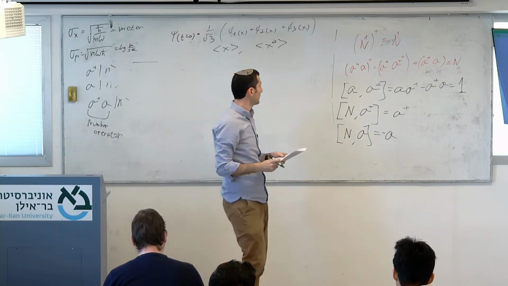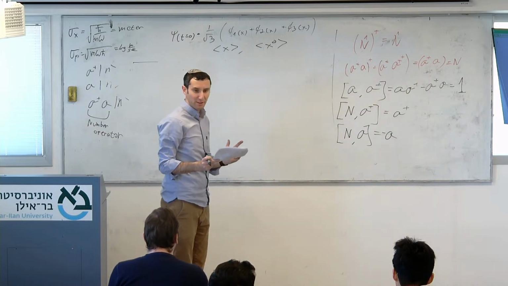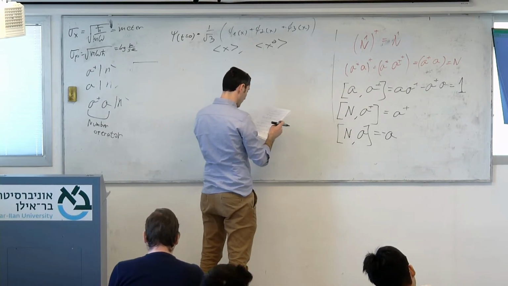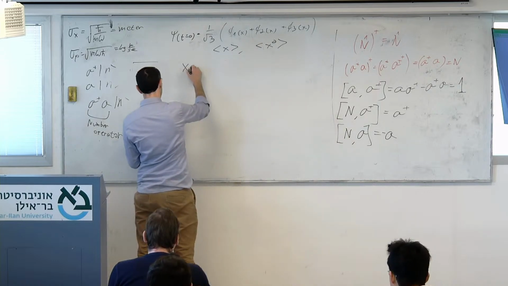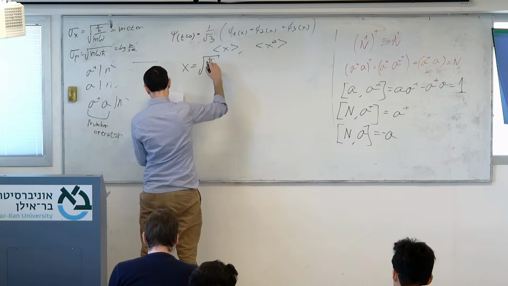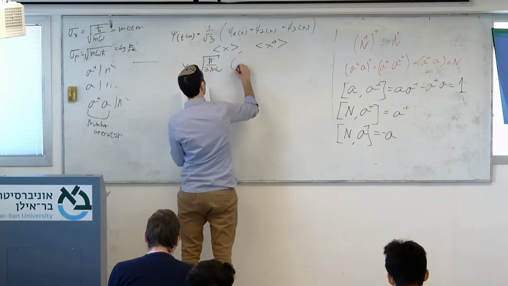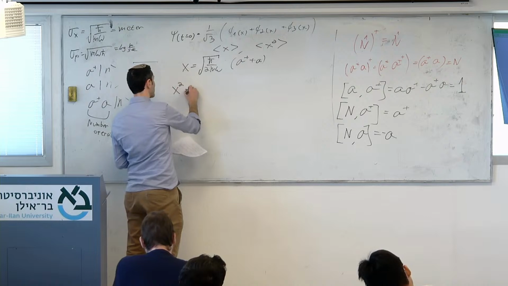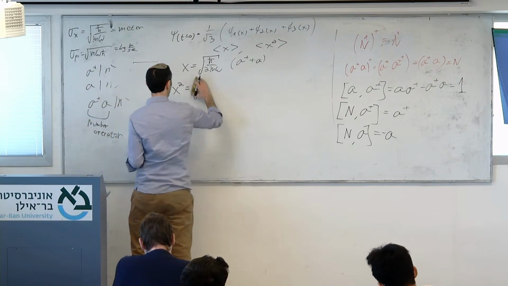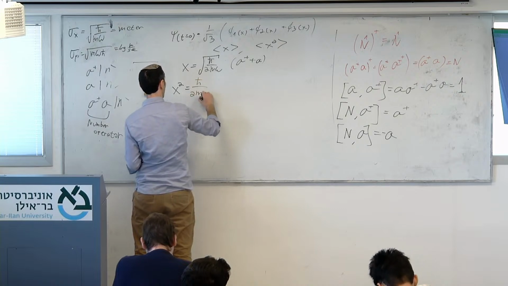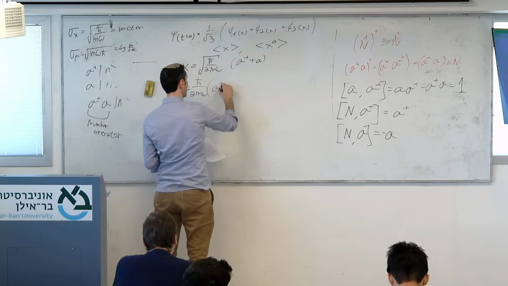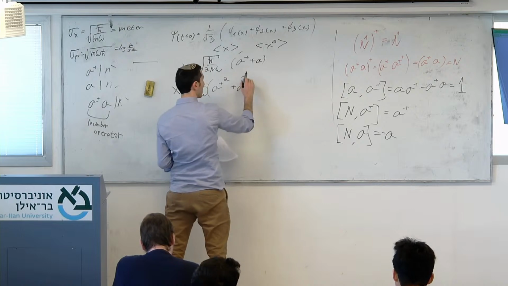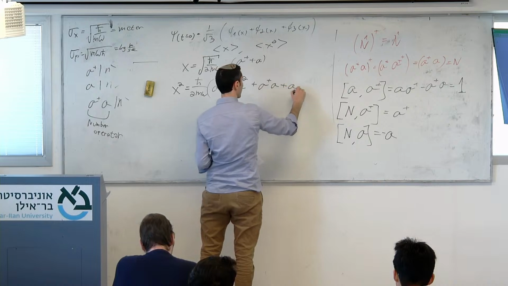Well, I know exactly how to write x. A and A dagger are a combination of x and p, but I can also write it the other way around, right? I know that x is square root of h bar over 2m omega times A dagger plus A. I can even write already now that x squared is going to be, without a square root now, h bar over 2m omega times A dagger times A dagger, plus A times A, plus A dagger A plus A A dagger.